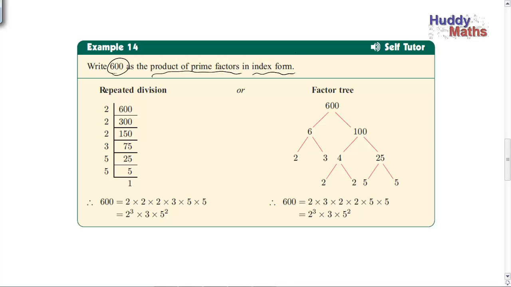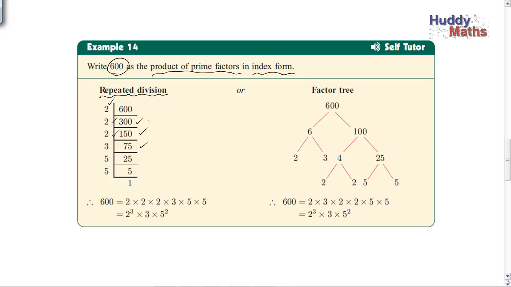So one way of doing it is repeated division, similar to what we were doing before, dividing by a bigger and bigger natural number. We're going to modify that a little bit. We'll start dividing by the smallest prime, which is 2, and that goes to 300. We'll do it again, goes to 150, do it again, it comes to 75.